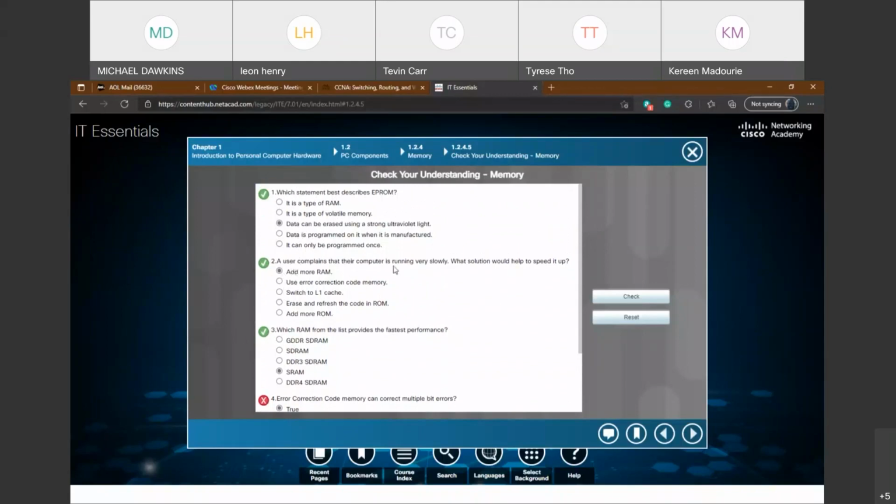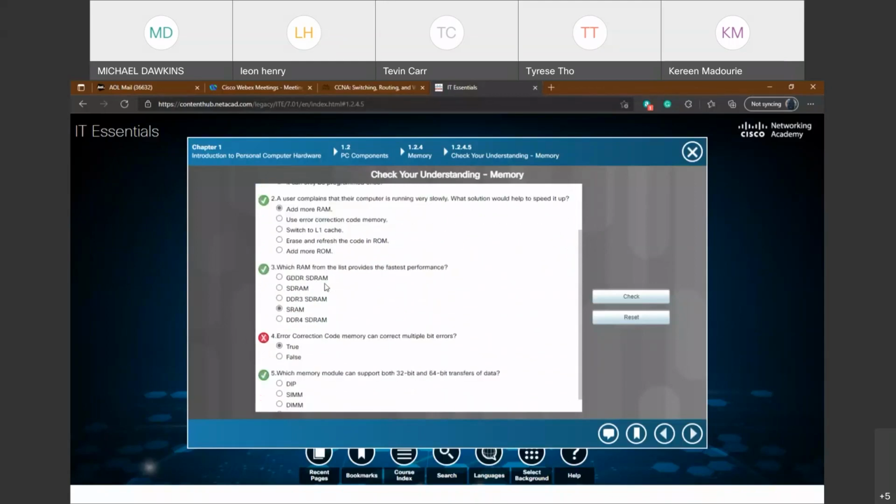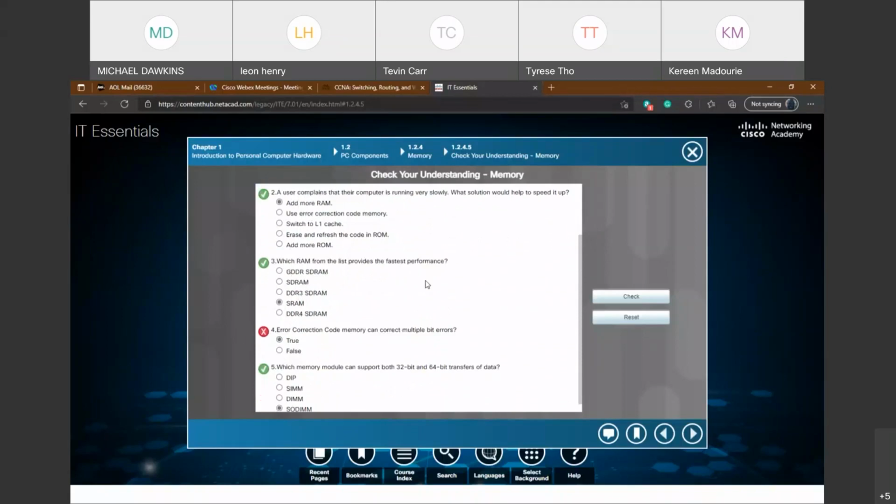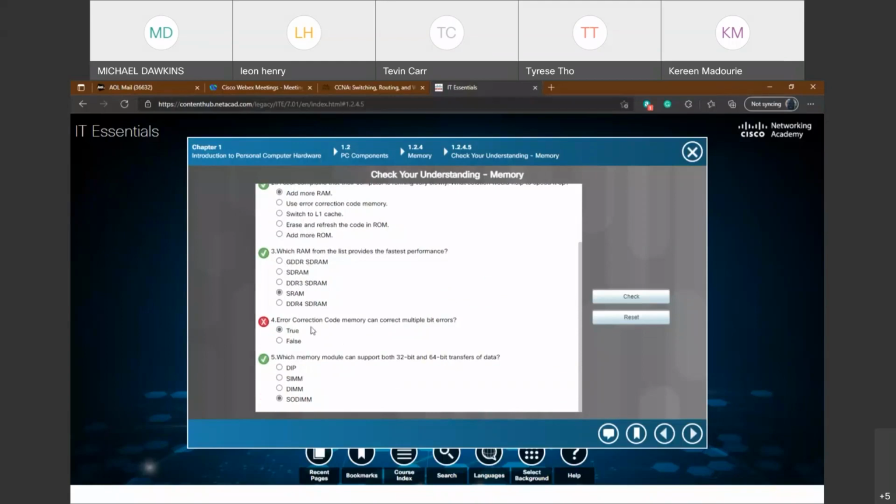All right. The memory one was easy. Add more RAM. Which RAM from the list provides the fastest performance? I guess everybody gets static RAM. Error correction code memory does not do multiple bit errors. Single. All right.